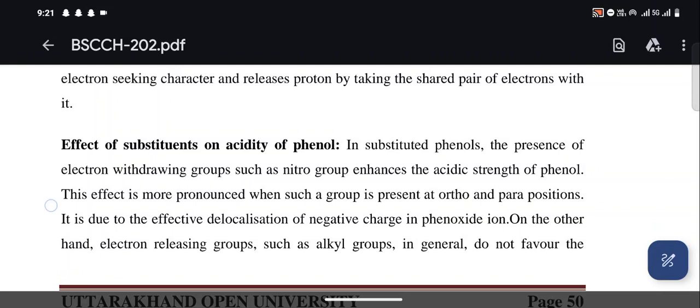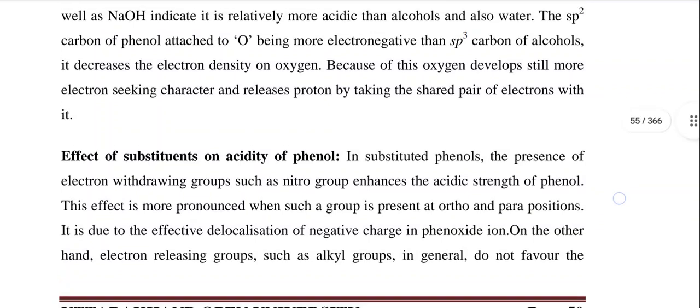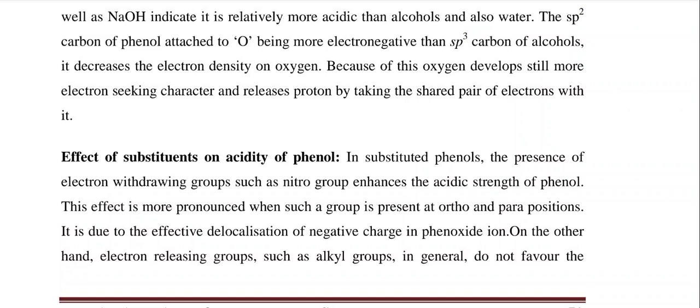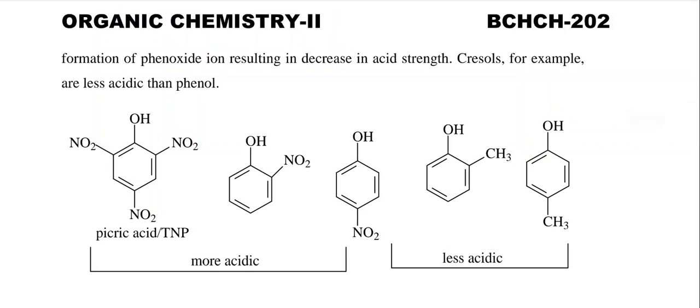Effect of substituents on acidity of phenols. In substituted phenols, the presence of electron withdrawing groups such as the nitro group enhances the acidic strength of phenol. It is more pronounced when such a group is present at the ortho and para positions, due to the effective delocalization of negative charge in the phenoxide ion. On the other hand, electron releasing groups such as alkyl groups in general do not favor the formation of phenoxide ion, resulting in a decrease in acid strength. Cresols, for example, are less acidic than phenol.